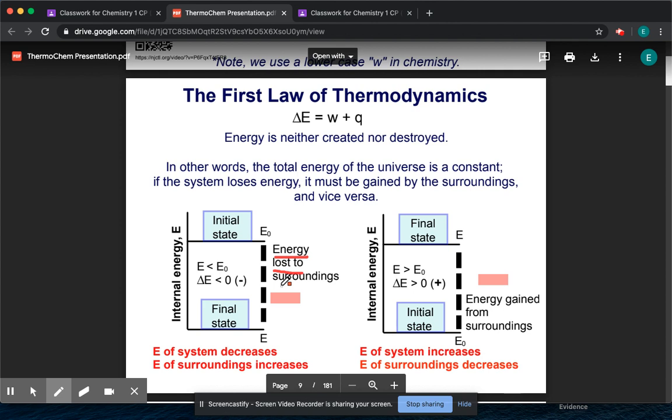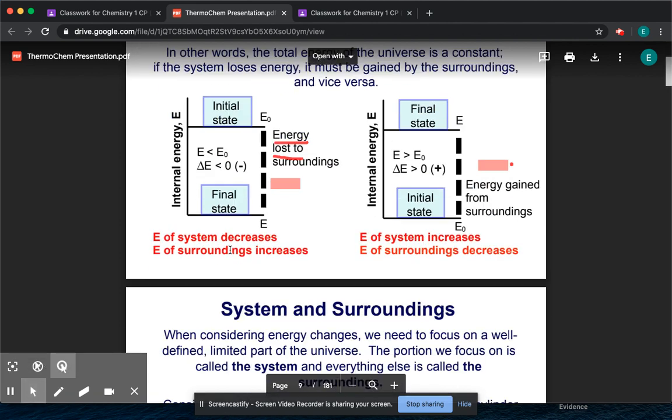If you put a thermometer in there and the thermometer temperature went up, that means energy is going from the reaction into the thermometer. So that means energy is being released and lost to the surroundings. The thermometer will be a part of the surroundings. If you put those two liquids together and the thermometer temperature went down, that means the reaction is absorbing energy. It is taking energy away from the surroundings and absorbing it. That's why the thermometer temperature went down. So that's what they mean by energy gained and energy lost to the surroundings.